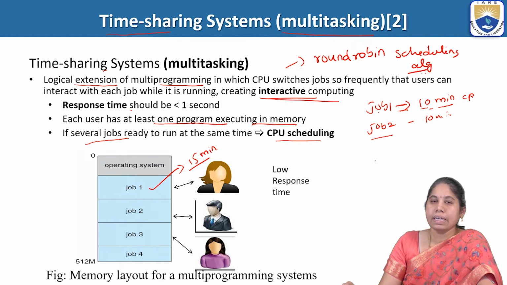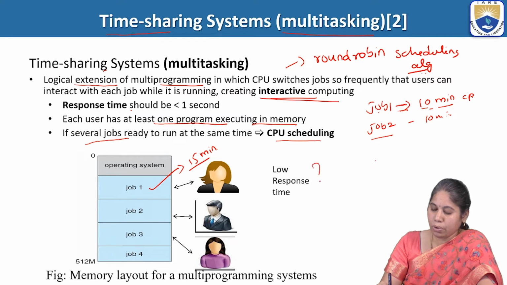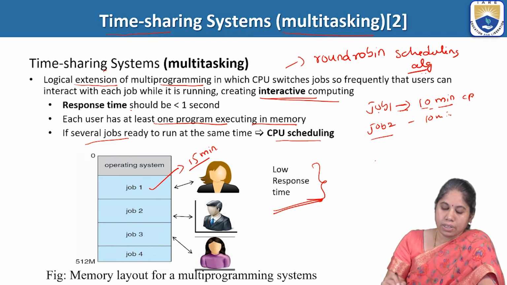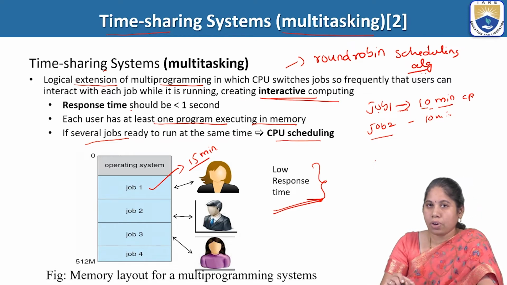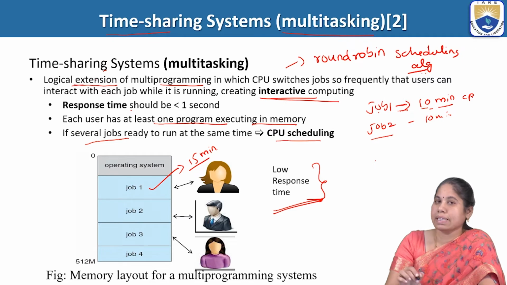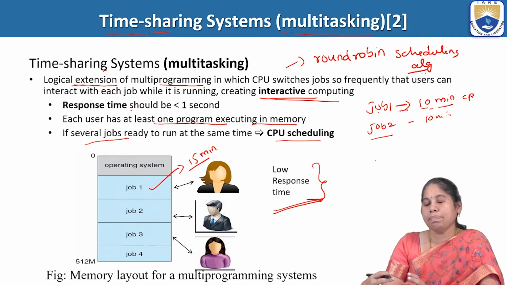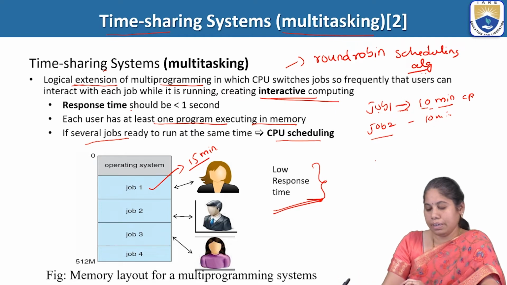Now let us see what we are achieving with this time sharing system: low response time. This is the main output we are going to achieve with this type of OS. This also follows multiprogramming, but it is a logical extension. Time slots, time slices will be derived.